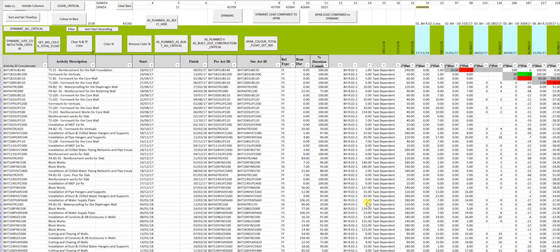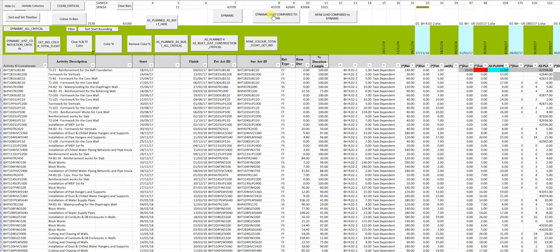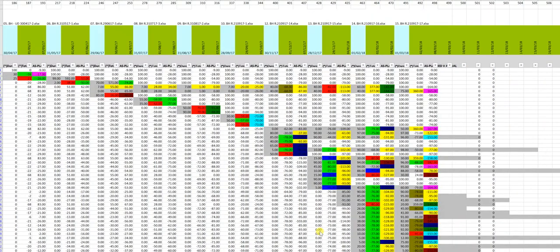First of all, we'll compare the dynamic critical path to the as-planned, the as-built critical path to see if there are any differences. And of course there are. Some are the same, some are clearly not, because the activities marked in yellow are not critical according to the as-planned, the as-built critical path, whereas the activities in red and green are critical according to the dynamic critical path. You've got to ask yourself why this is.